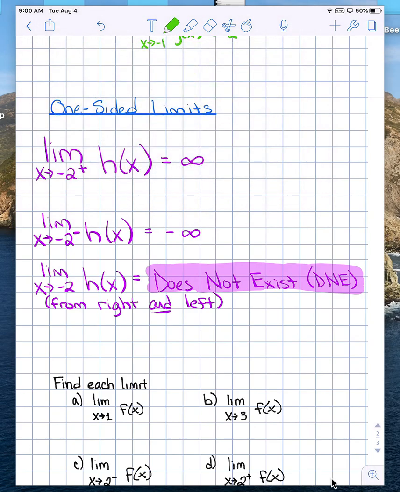So let's be very, very clear. This limit does not exist since the limit from the left and right are not equal. Okay. Wow. That was a lot.